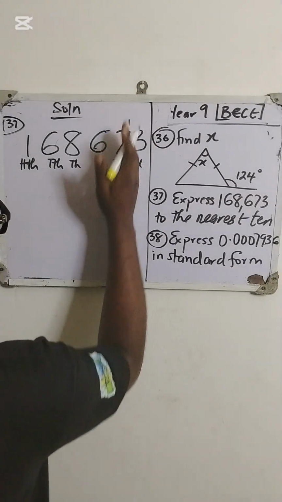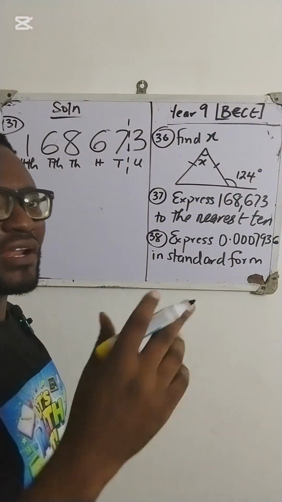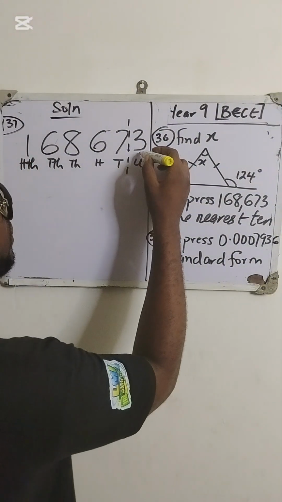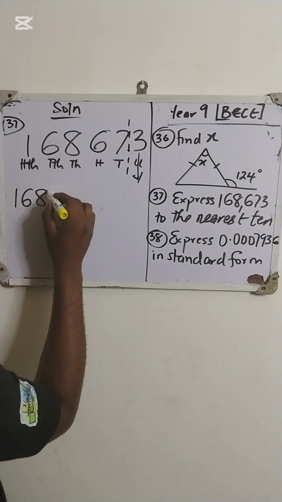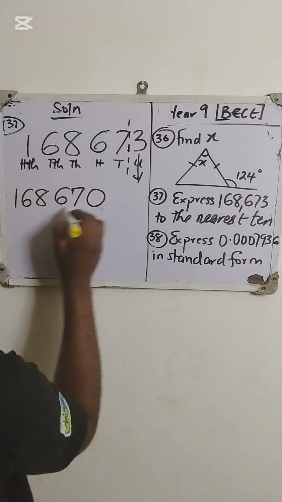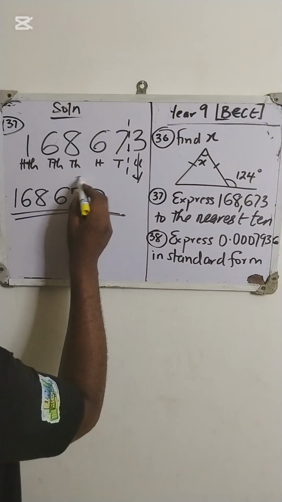Now when you check, this is what we need, but when we check the next number, you notice, is it 5 and above? No. Since it's not 5 and above, we round it down to 0. So we have 168670. This is our answer to the nearest 10.